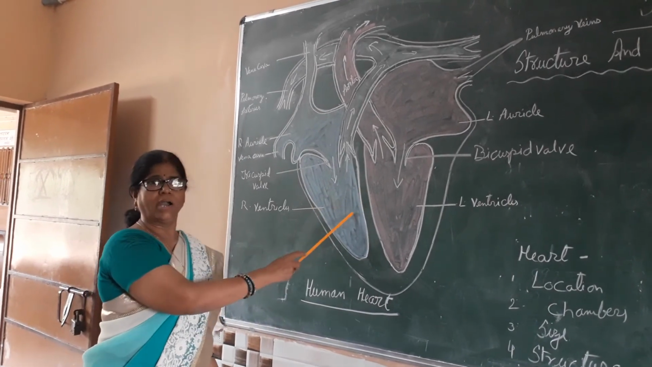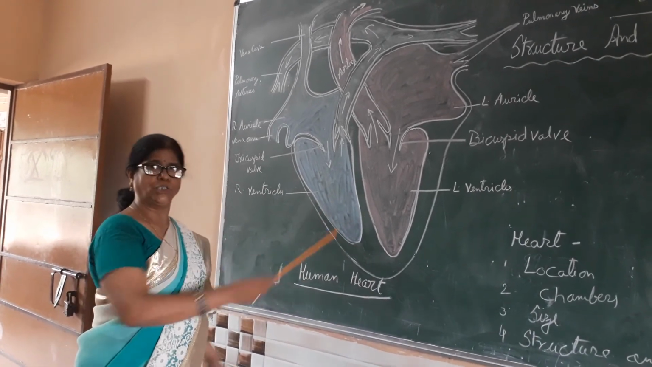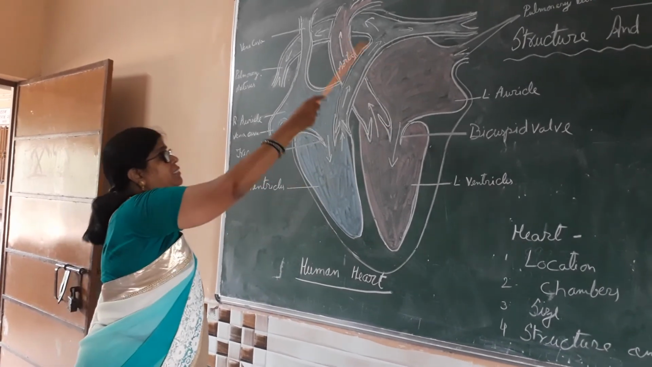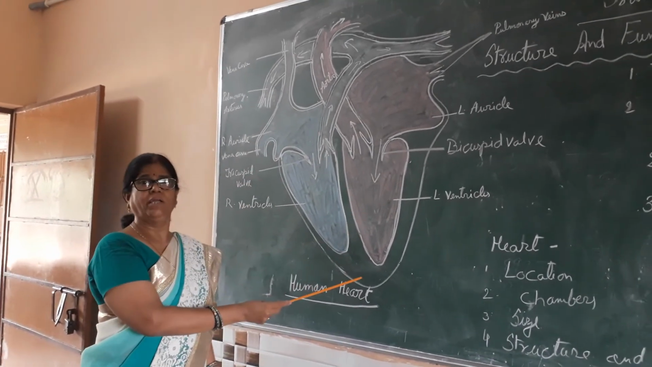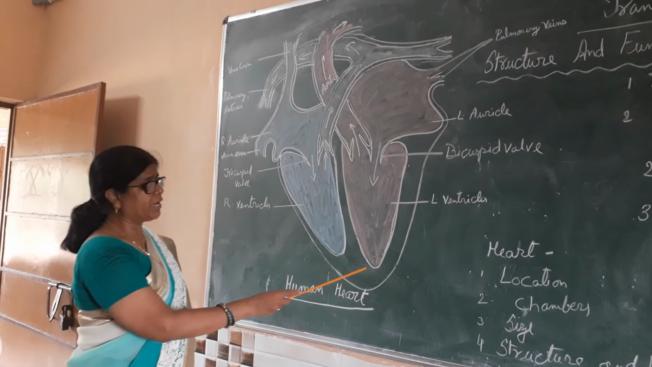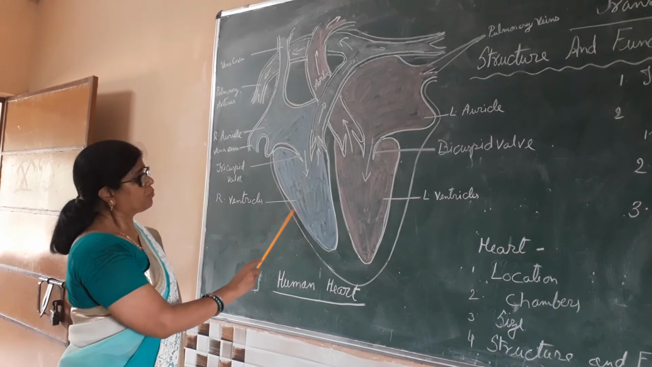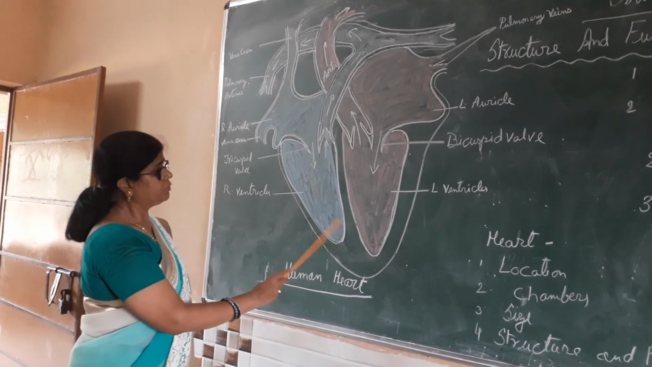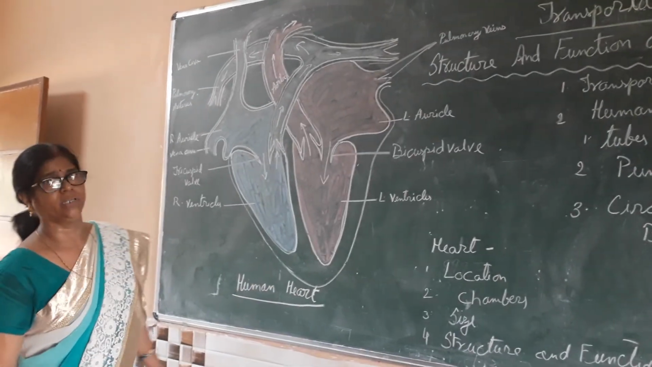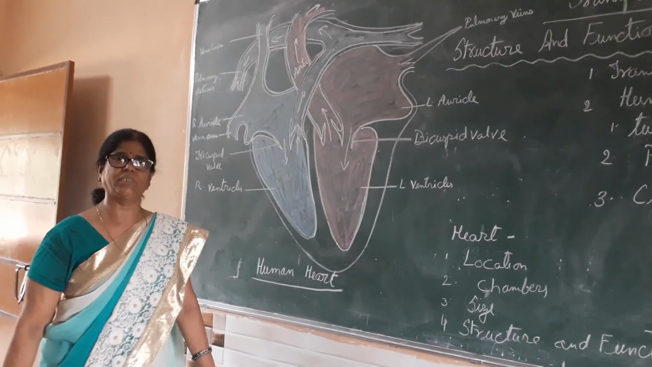The location of the heart in our body is in the thoracic cavity between the two lungs. The heart is surrounded by a fluid-filled narrow sac-like structure called the pericardium. The pericardium protects the heart from shock. It also protects it from any type of injury. In this way, we can say how the heart functions in the human body.